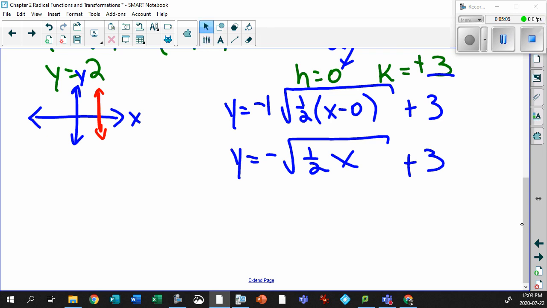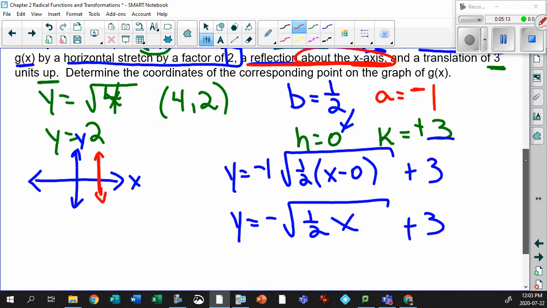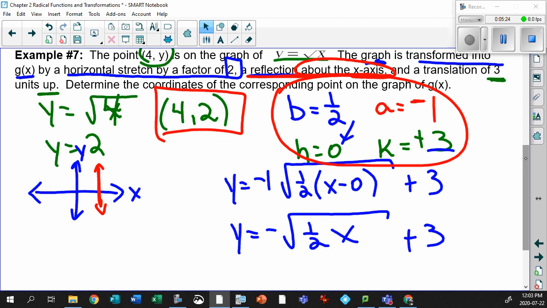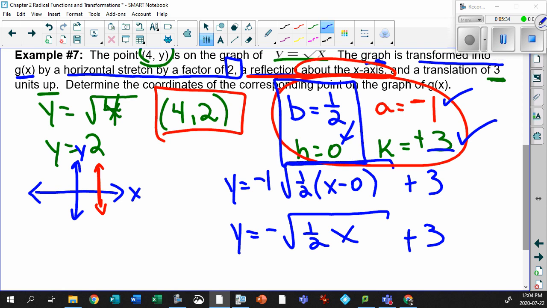Now, that still hasn't answered the question yet, though. What you have to figure out here is that I've given you the point (4, 2). And you have to use all of these transformations that we talked about right here to figure out the coordinates of the new point. All right, well, then let's do that. You know that this is vertical. You know that this is vertical. Those are your two verticals. There's your two horizontals. Okay, so let's deal with the horizontal first.